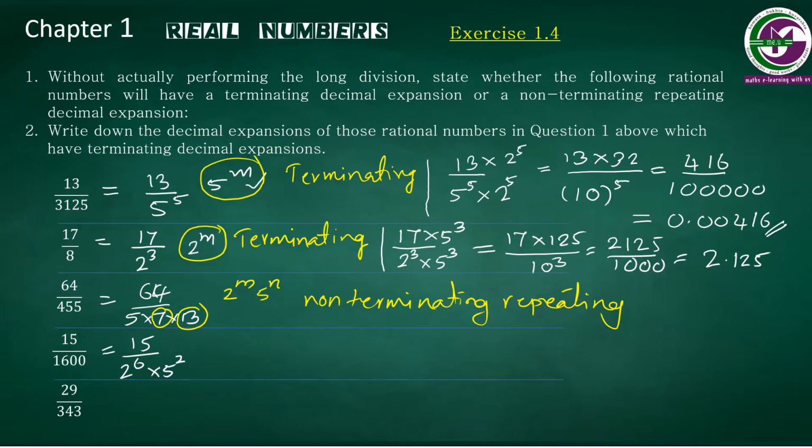So its denominator is in the form of 2 raised to m times 5 raised to n, because only 5 and 2 are the factors of the denominator. So we can conclude that it has a terminating decimal expansion. Now in question number 2, we need to find out the decimal expansion.